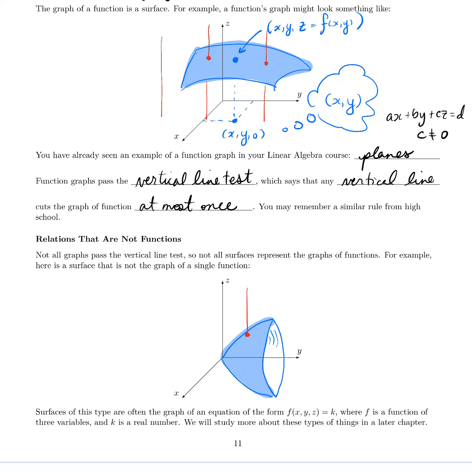So a vertical line here, you see, cuts the graph in two places. Surfaces of this type are often the graph of an equation of the form f of x, y, z is equal to k, where k is just a real number. That's something that we're going to study in a later chapter. So in the next section, we'll go along and study a specific type of surface called a cylinder.